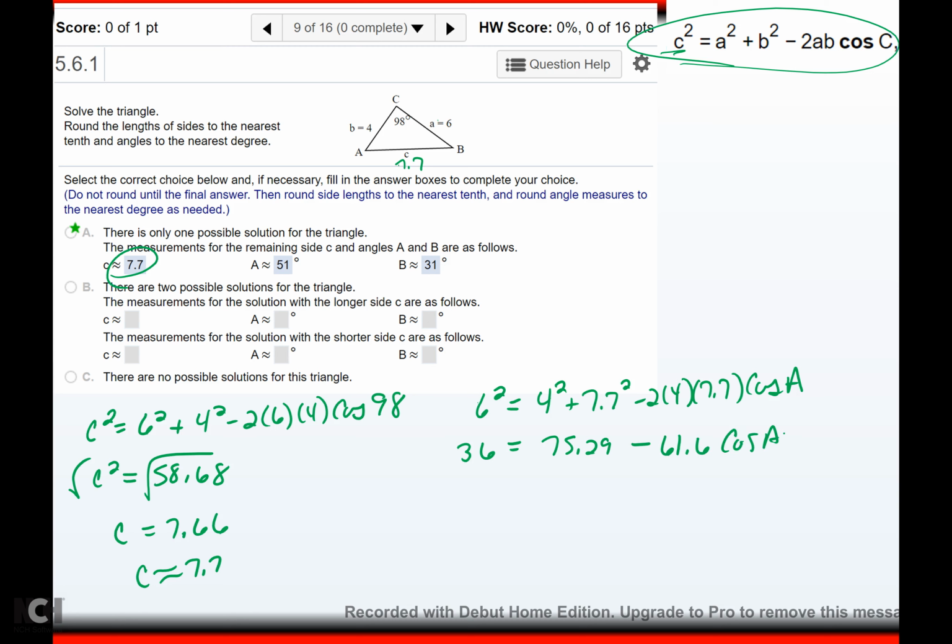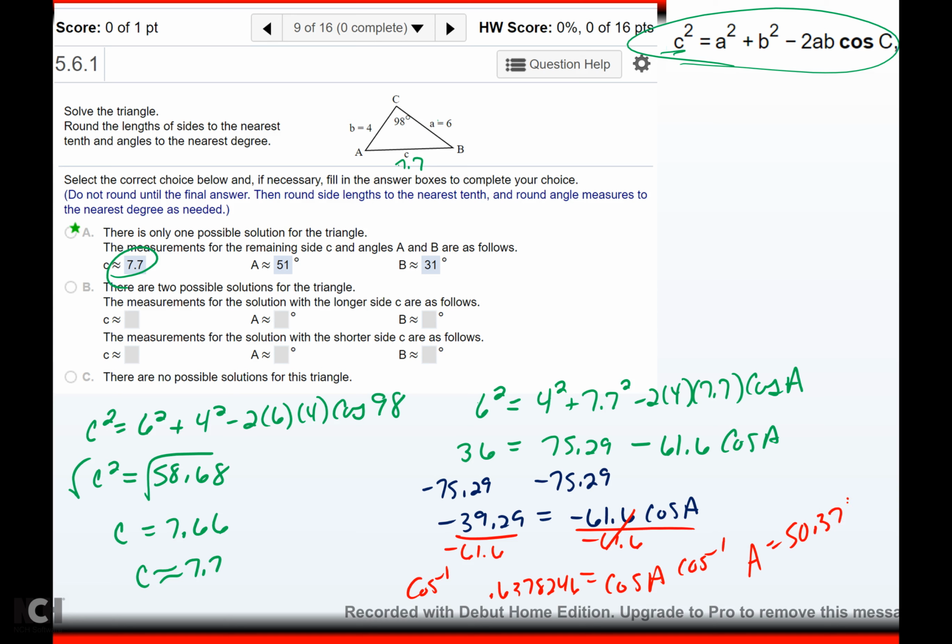And I get cosine A equals 6.6378246, blah blah blah. Arc cos, and I get A equals... sorry, I was not in degree mode. Let me try that again. So we've got arc cos. There we go. So we get angle A equals 50.37 degrees. So again, I'm not rounding. Yeah, I did round. So that's why we're off there. I say 50, they say 51 degrees.